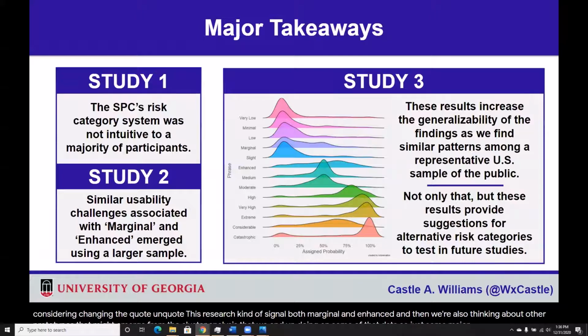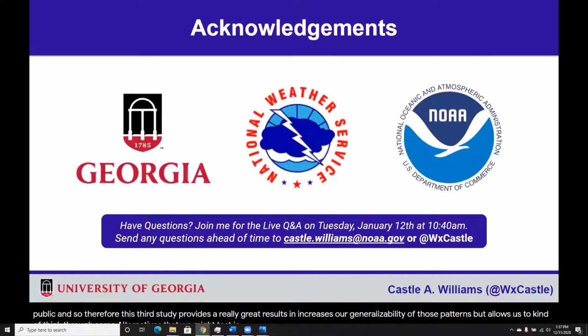So just some major takeaways. Again, I think the biggest pattern that we pull out of this is that the SPC's risk category system was not intuitive to a majority of participants. And in fact, they really kind of pulled out this marginal and enhanced being those quote unquote problematic words. And we see that really emerge and become more generalizable as we start to increase the sample size, but also the sample population from undergrad students to a US sample of the public. And so therefore this third study provides us really great results and increases our generalizability of those patterns, but allows us to kind of think through some alternatives that we might test in the future.